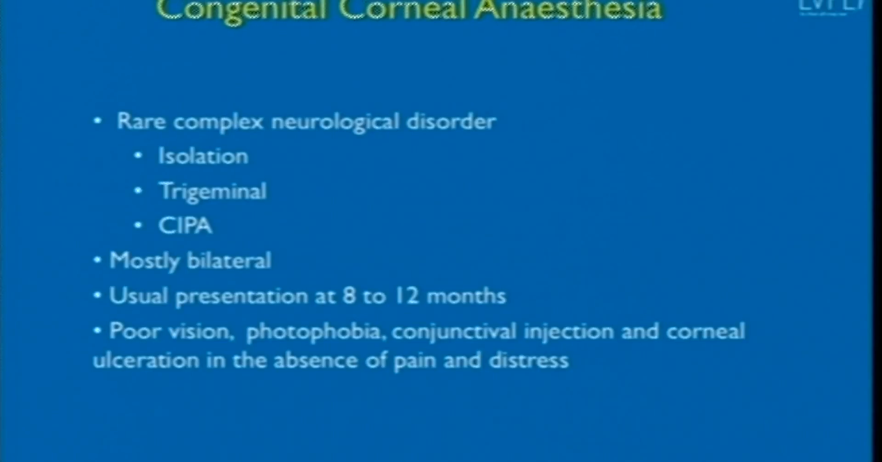Congenital corneal anesthesia is a rare complex neurological disorder which can occur in isolation, involve all branches of the trigeminal nerve, or as a more universal congenital insensitivity to pain and anhidrosis. It usually presents between 8 to 12 months with poor vision, photophobia, conjunctival injection, and corneal ulceration, characteristically with the absence of pain and distress.